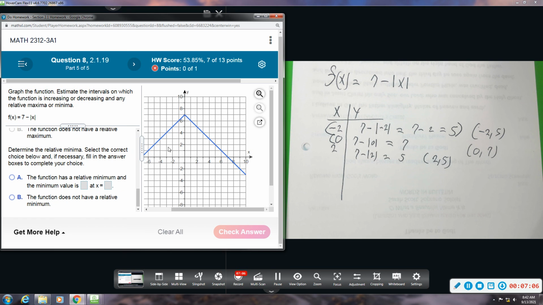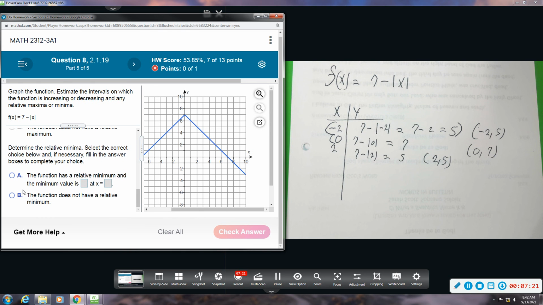And then relative minimum. Okay, since this graph goes down without bound, it goes toward negative infinity. It never reaches it. We don't actually have a low point. We don't see that valley scenario. So this function will not have a relative minimum.